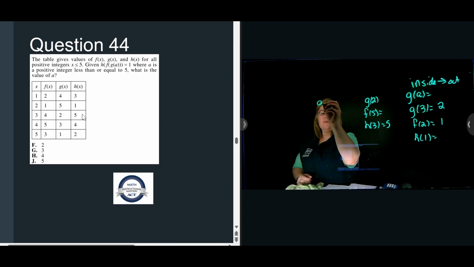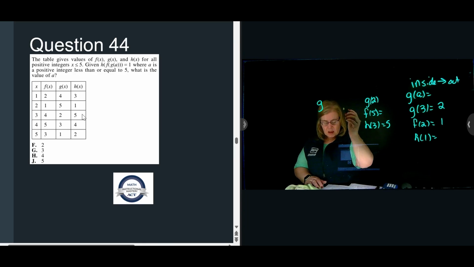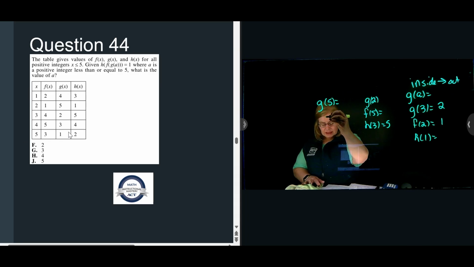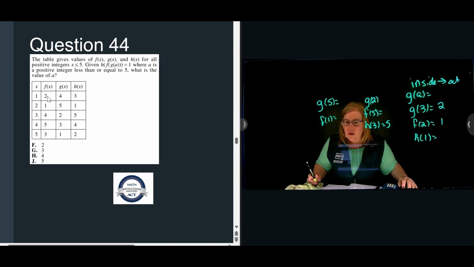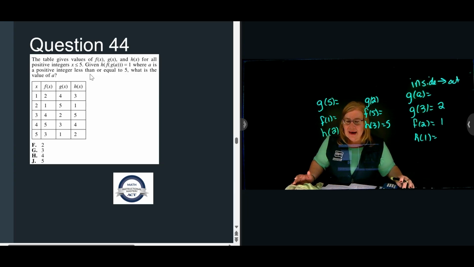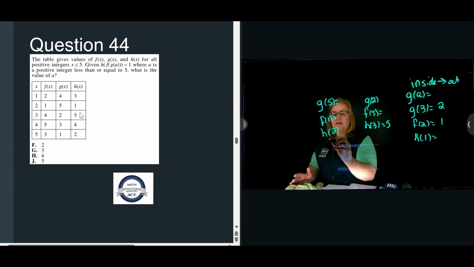So I'm going to use my g of 5. G of 5 is 1. So then let's look at f of 1. So my f of 1 is 2. So then let's go to my h of 2, and my h of 2 is 1.